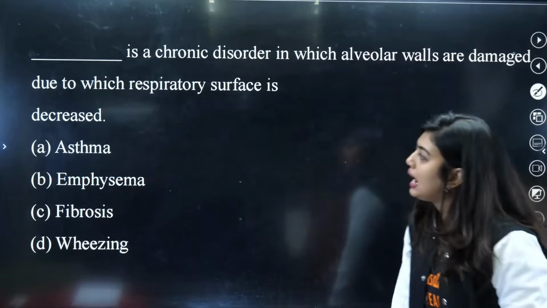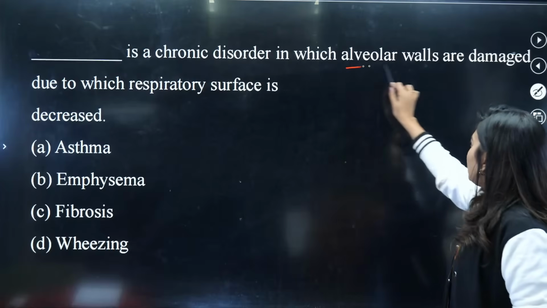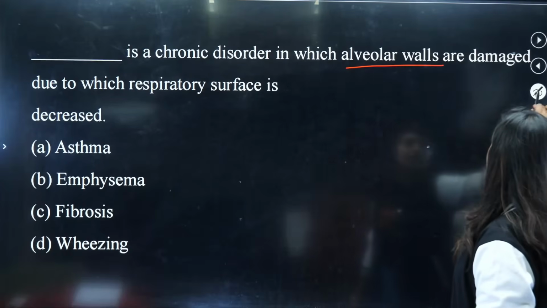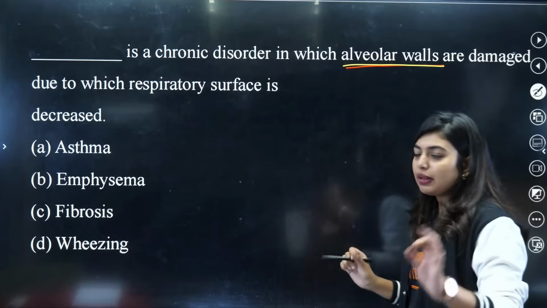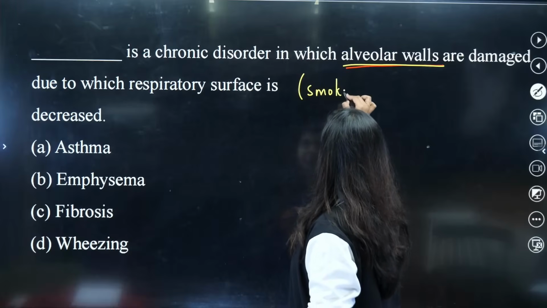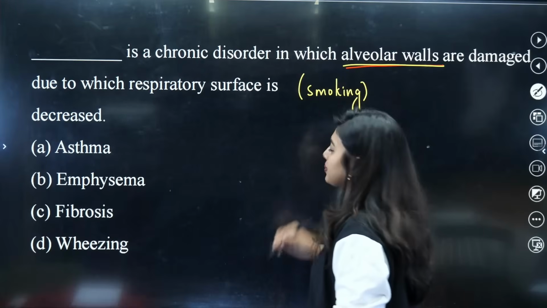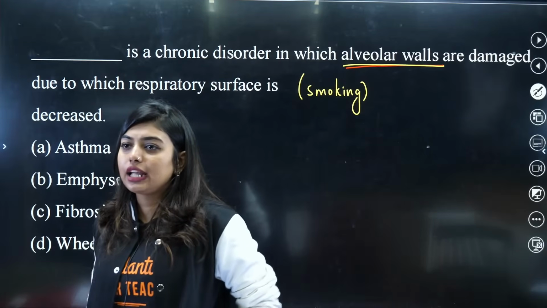Okay, next question. Blank is a chronic disorder in which alveolar walls are damaged, decreasing the respiratory surface. Alveolar walls are damaged. And let me give you a clue. This happens because of smoking. Extreme smoking causes this disease. Can you guess which is the answer?